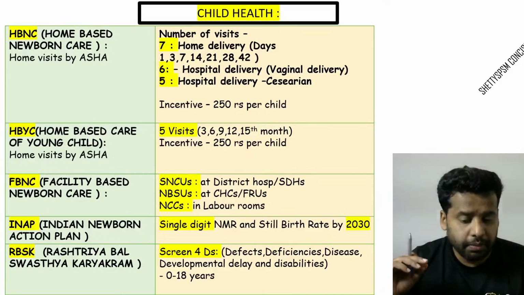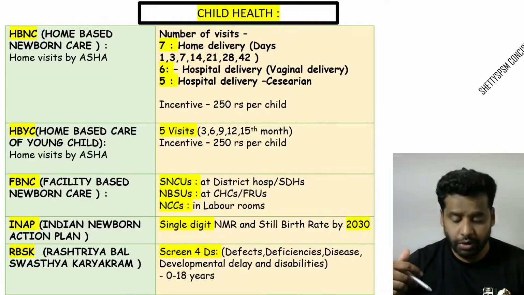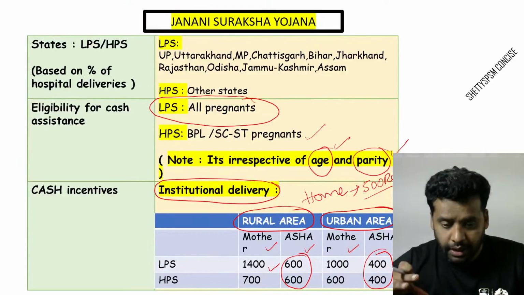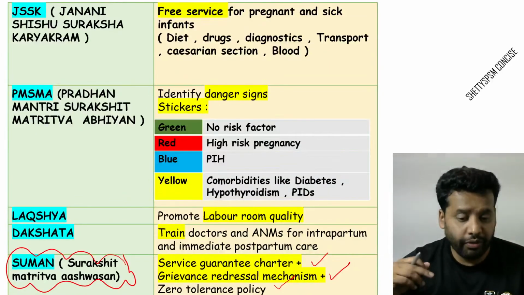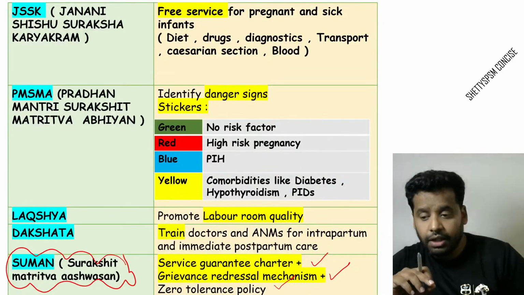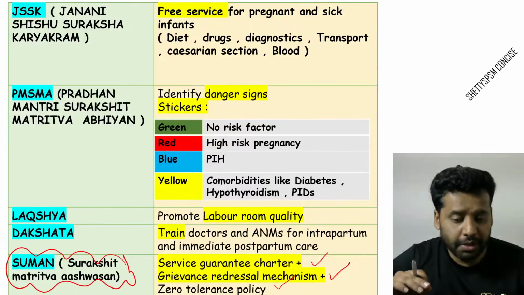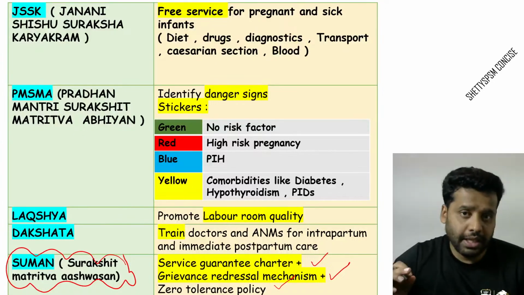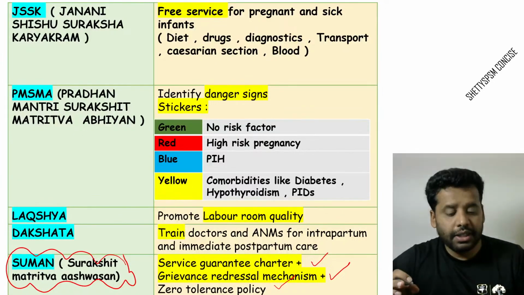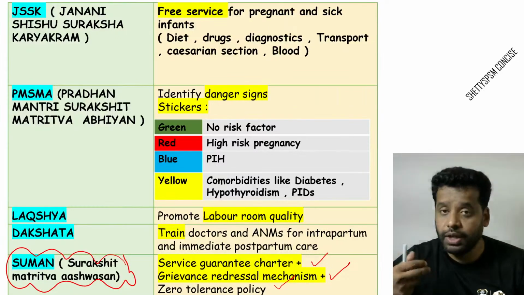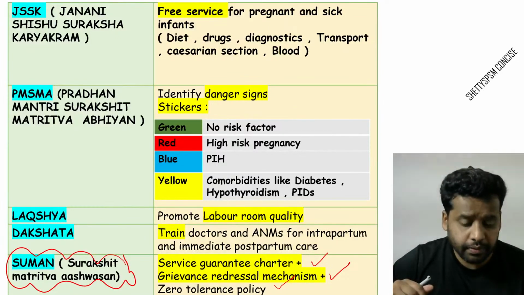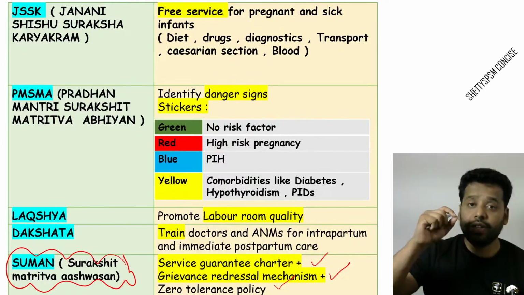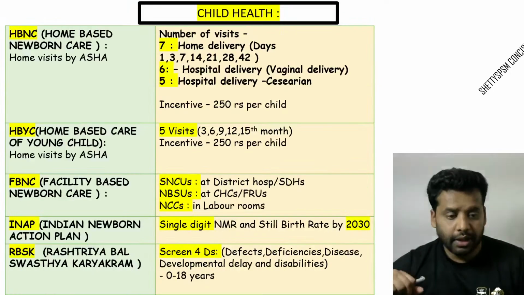In the previous part I discussed how to reduce maternal mortality, for example Janani Suraksha Yojana, Janani Shishu Suraksha Karyakram, where infants also come in. Pradhan Mantri Surakshit Matritva Abhiyan, PMSMA clinics, detect danger signs. Lakshya, labor room quality. Dakshata, for delivery practices, is a training program for doctors and nurses. Suman is Ashvasan, guarantee. You make sure the service reaches the beneficiary.